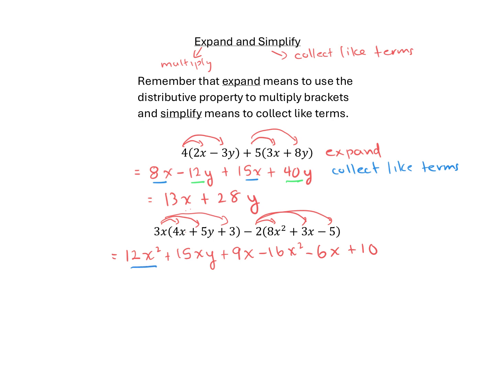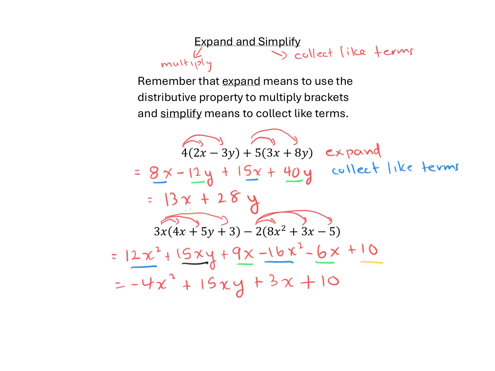So we've got 12x squared minus 16 is minus 4. Then we have 15xy by itself. There are no other terms that have an x and a y. Then we have 9x minus 6x is 3x. And then finally, we have this 10 all by itself. And then we're finished.